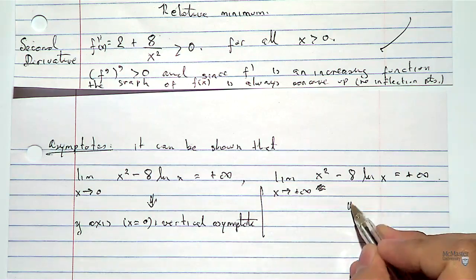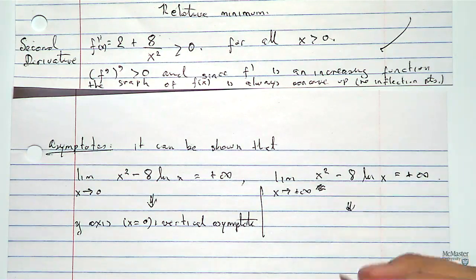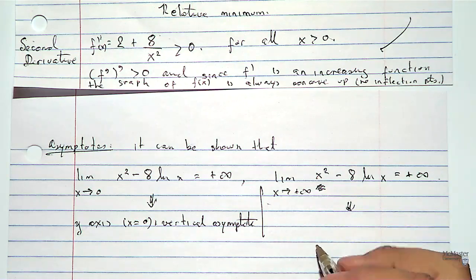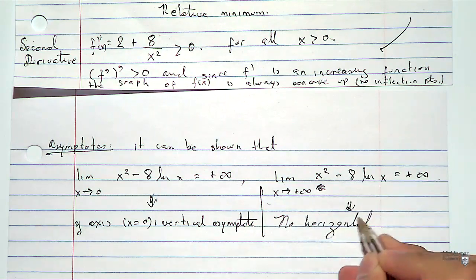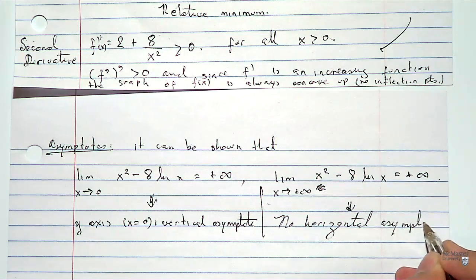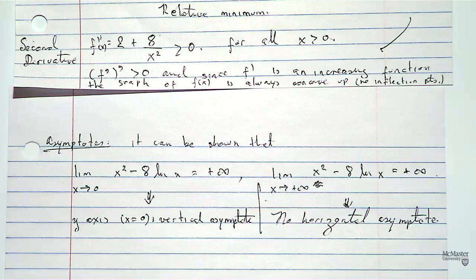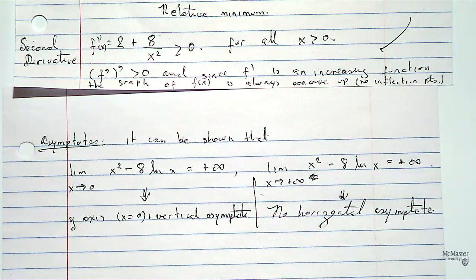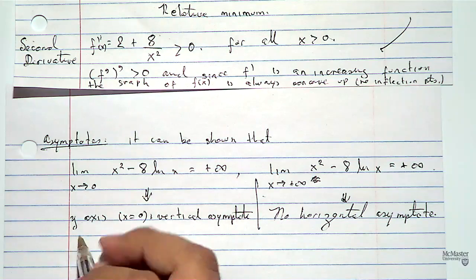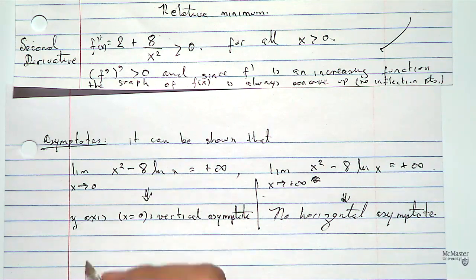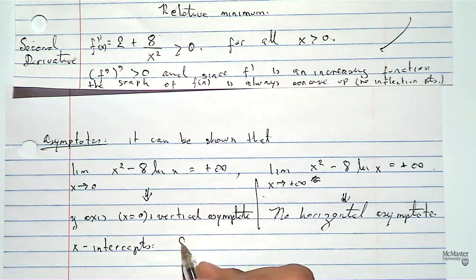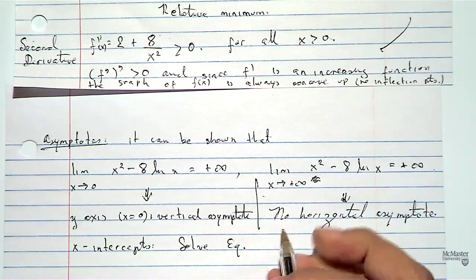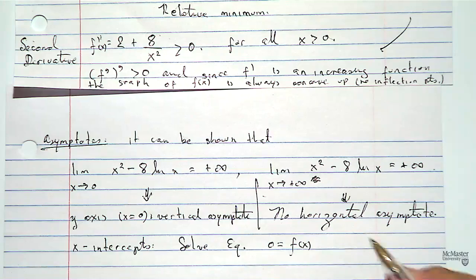So this other piece of information means that we were not able to find an asymptote regarding the x-axis. So we have no horizontal asymptote. And the last piece of info is to look for the intersections with the x-axis, which are called x-intercepts. So we have to solve the equation f of x equal to 0.